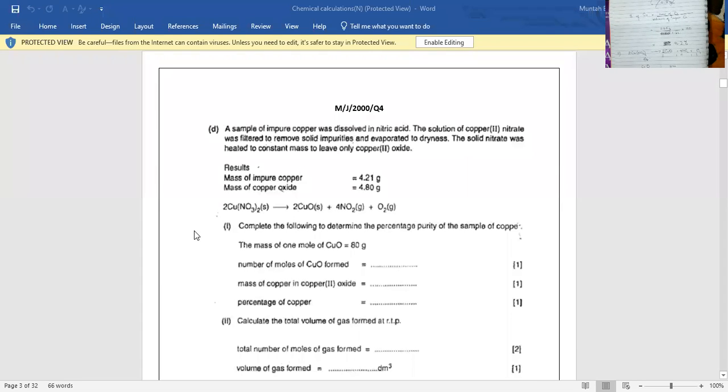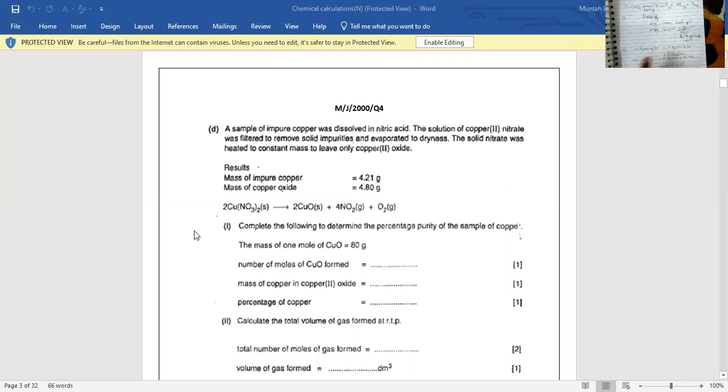Okay, so mass of copper, where were we? Miss, can you show the other part again? Okay, I will just recap. We calculated the number of moles of copper oxide. How did we do that? We divided the mass by the molecular mass, so we got the number of moles of copper oxide. Now, what is the mass of copper in copper 2 oxide?